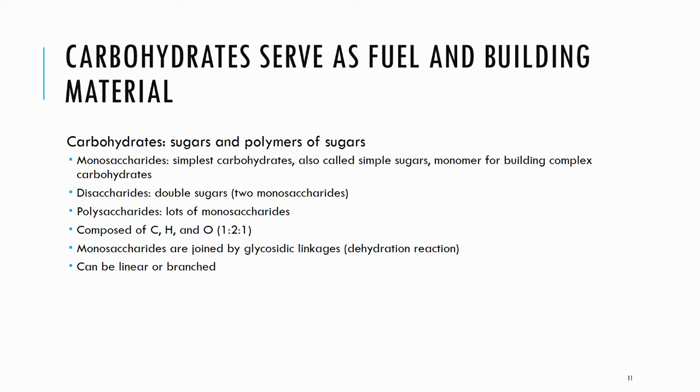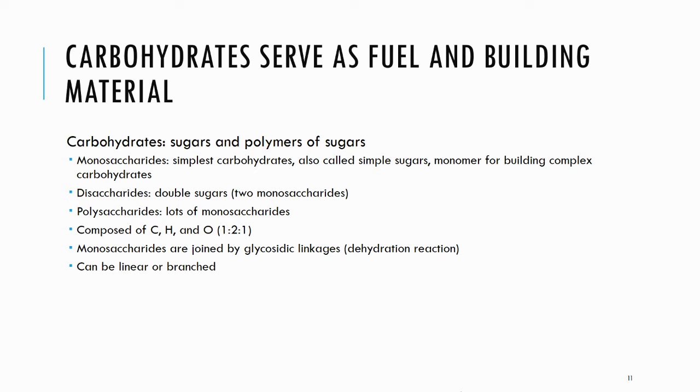The first macromolecule we will discuss is carbohydrates. Carbohydrates are sugars and polymers of sugars. A monosaccharide is the simplest carbohydrate, which can also be called simple sugars, and is the monomer for building complex carbohydrates. A disaccharide is 2 monosaccharides put together, and polysaccharides are lots of monosaccharides put together. All carbohydrates are composed of carbon, hydrogen, and oxygen in a 1:2:1 ratio. That means that they will have the same number of carbon and oxygens and double that number of hydrogens.